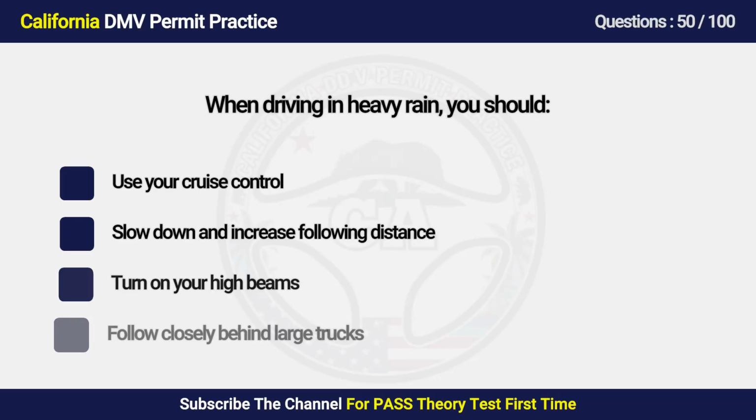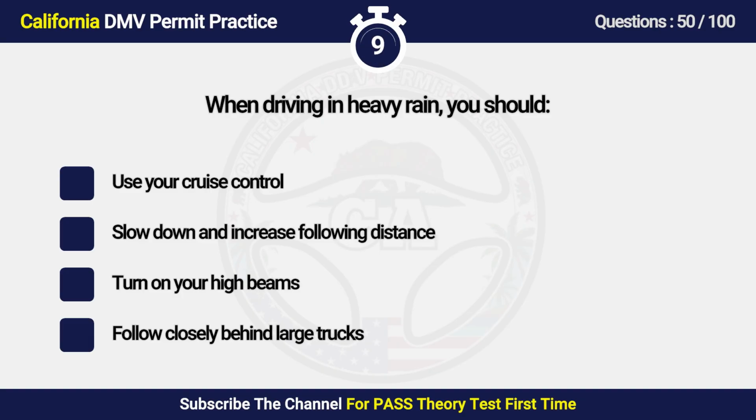Question 50. When driving in heavy rain, you should: A. Use your cruise control, B. Slow down and increase following distance, C. Turn on your high beams, D. Follow closely behind large trucks. Answer is B. Slow down and increase following distance.